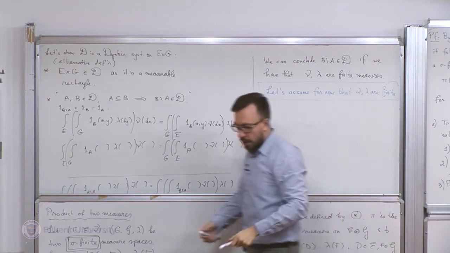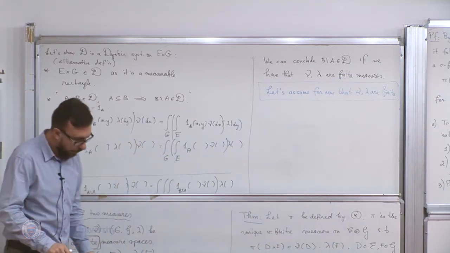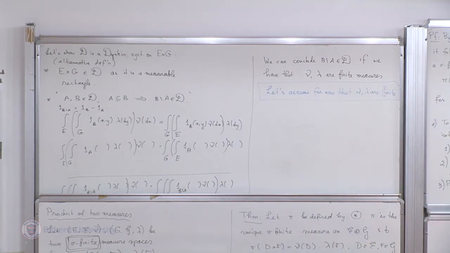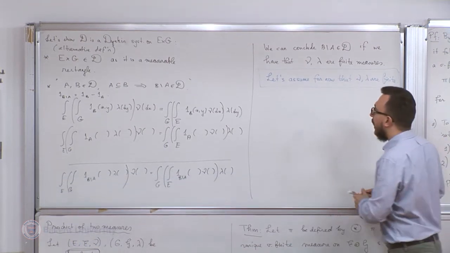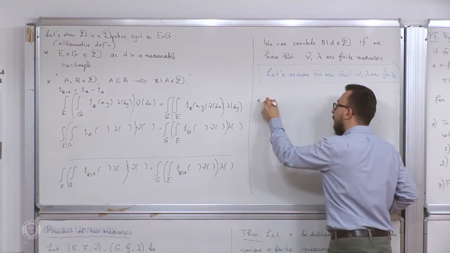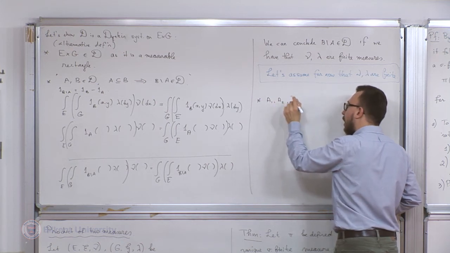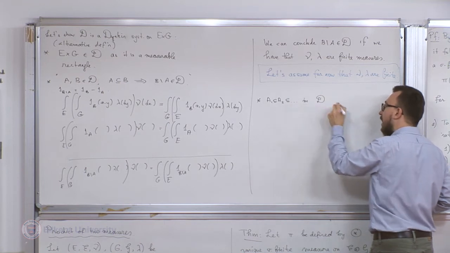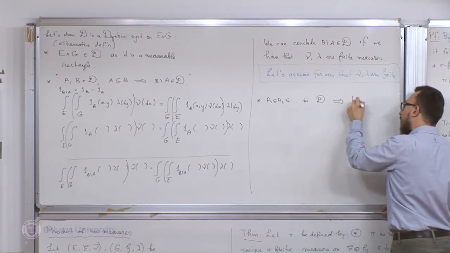So it's a fact of life. We cannot subtract two infinities. But with this assumption, we can do it because now they are finite numbers. Okay? So assuming this, everything's fine. What is the last item? So if A1, A2 are actually increasing, right? So they are in D, okay? Then the union is in D.